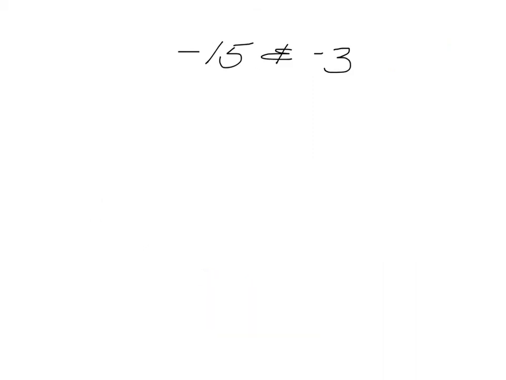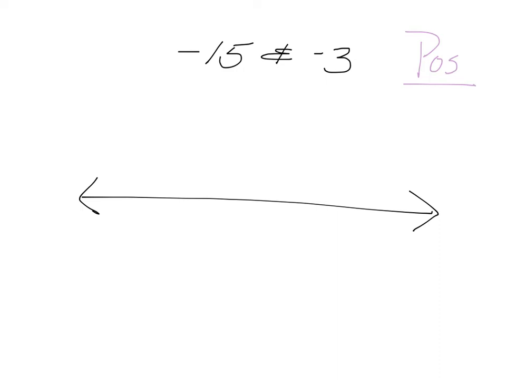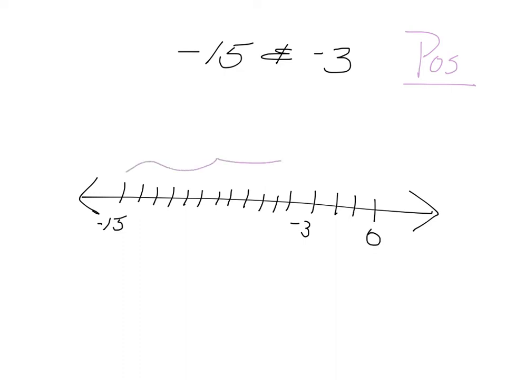Our last problem here, we have negative 15 and negative 3. We want to find the distance. So remember, distances are always going to be positive. So we could write it out on a number line. And we have negative 15 here. 14, 13, 12, 11, 10, 9, 8, 7, 6, 5, 4, 3, 2, 1, 0. So we are looking for this measurement right here. So we could count it. We could say 1, 2, 3, 4, 5, 6, 7, 8, 9, 10, 11, 12. So we know it's 12.